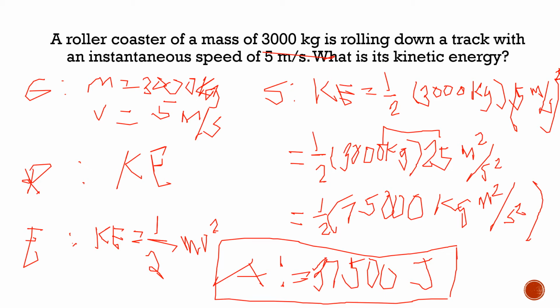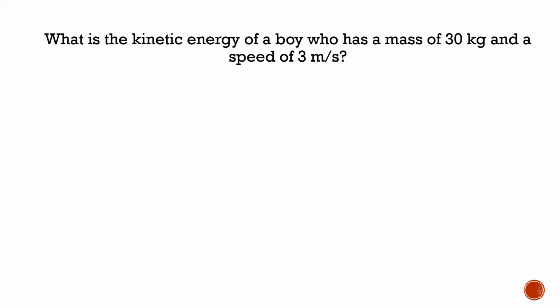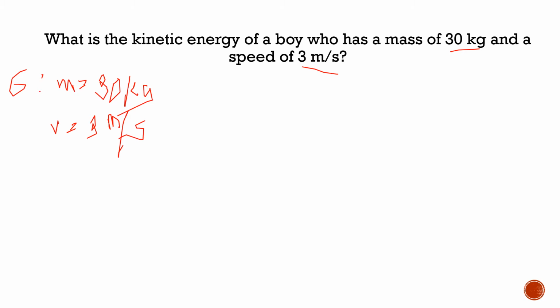Next, let us have another problem. What is the kinetic energy of a boy who has a mass of 30 kilograms and a speed of 3 meters per second? Let us have again our given. Our given mass is equivalent to 30 kilograms. Our given speed is equivalent to 3 meters per second. Therefore, our required is kinetic energy.